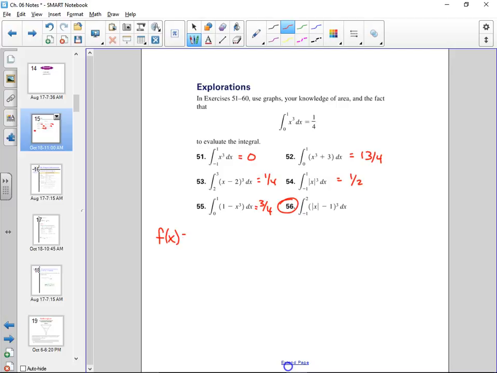f of x is equal to, let's just do an illustration. Let's say f of x is something like this. Maybe the cube root of x or something like that. It's an inverse sum. The cube root of x. Okay, so we have f of x.